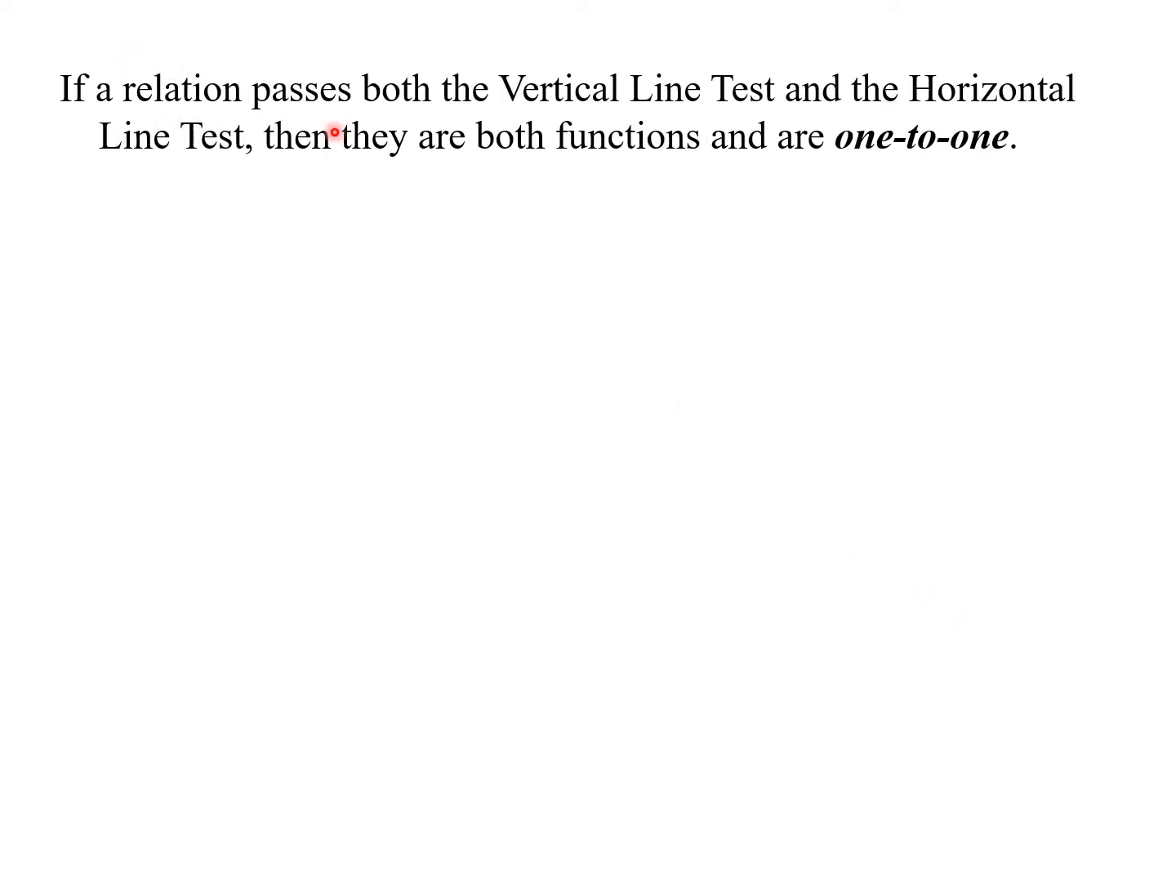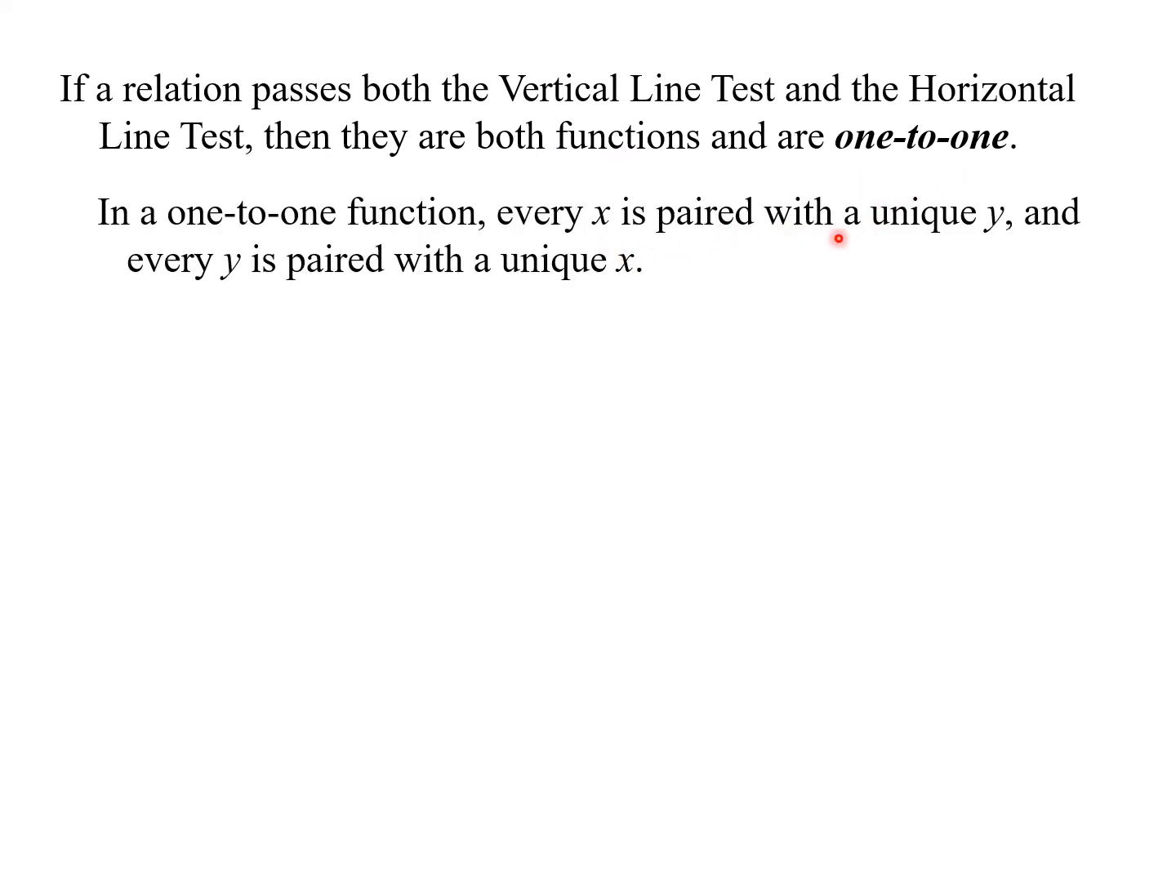If a relation passes both the vertical line test and the horizontal line test, then they are both functions and are one-to-one. One-to-one means that every x is paired with a unique y, and every y is paired with a unique x.